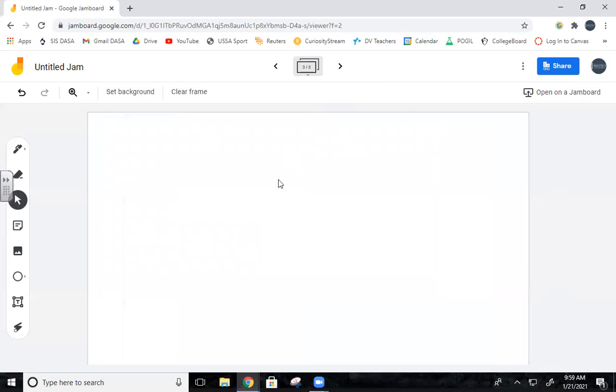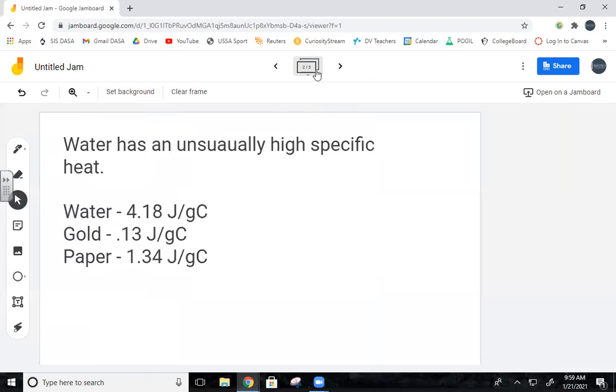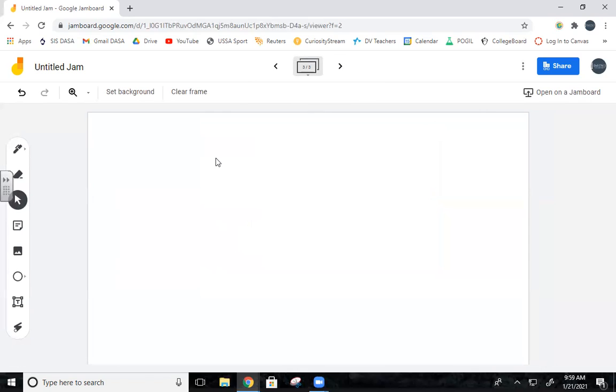Well, what's cool is that we can calculate. We can use the specific heat of water, which again is 4.18 joules per gram Celsius, and we'll put that on this slide here. 4.18 joules per gram Celsius.